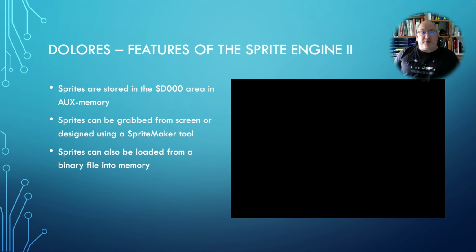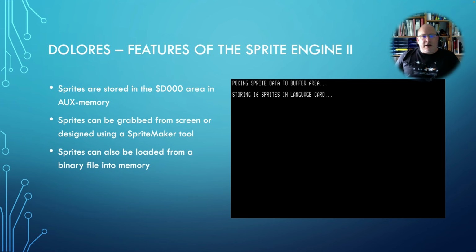More features of the sprite engine. The sprites are stored from the D000 area in aux memory. So this is the language card in aux memory. Sprites can be grabbed from the screen, or they can be designed using a special sprite maker tool, which is also supplied on disk when you download it. And they can also be loaded from a binary file into memory. So the following example shows you the process.